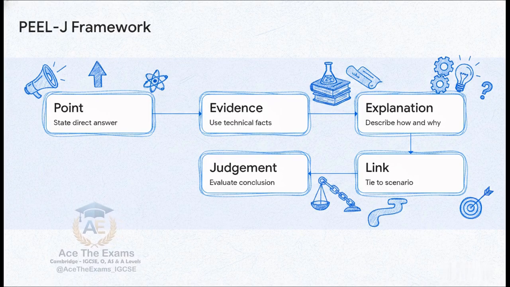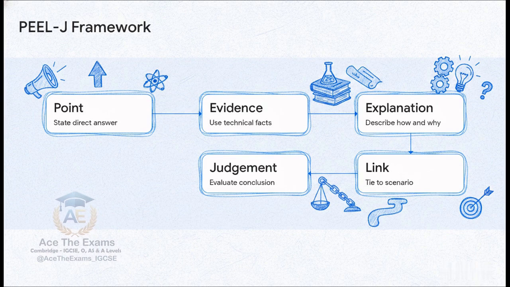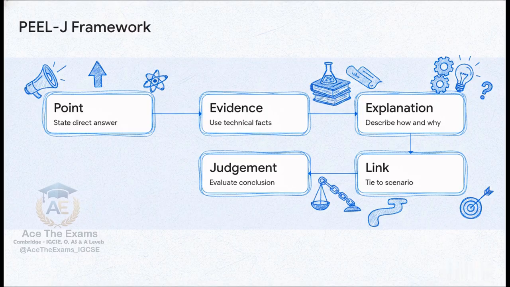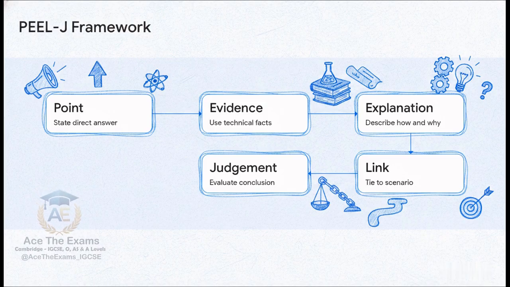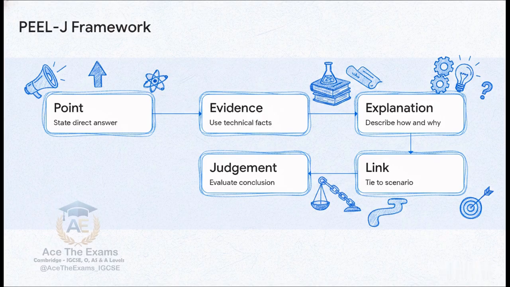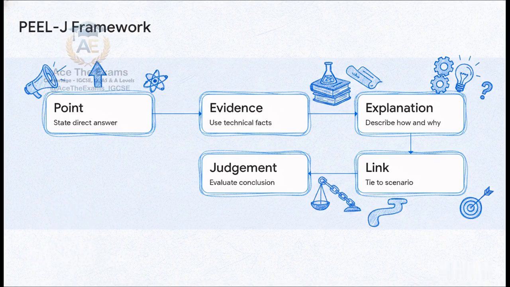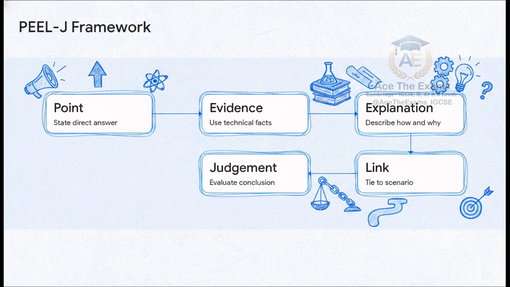This is exactly how you structure a high-scoring written response. Ready? P is for point. State your direct answer with command word awareness. E is evidence. Drop in those technical facts from the syllabus to back it up. The next E is explanation. Describe the how and why behind that technical process. L is link, and this is huge. Explicitly tie your point back to the examiner's specific scenario. And finally, J for judgment. Provide an evaluative conclusion or a justified choice based on that exact scenario.